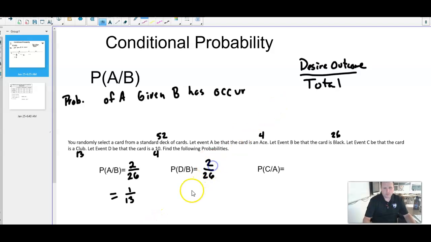So this would be 2 out of 26, or again, 1 out of 13 chance of that occurring. Okay, let's move away from the given black. Let's look at this next one. What's the chance of getting a club given that it's an ace?